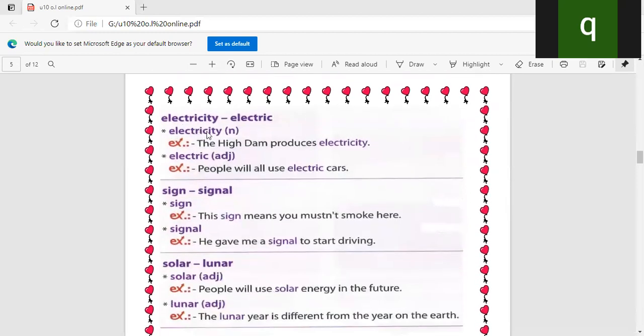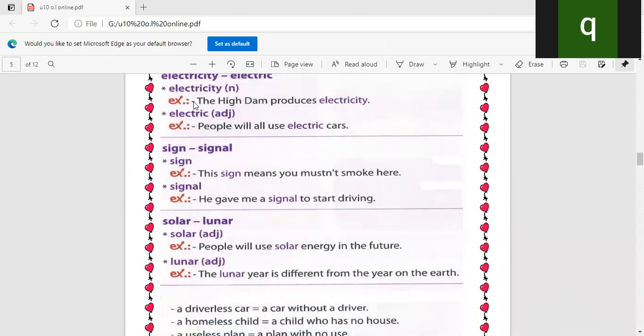What is the difference between electricity and electric? Electricity is a noun. The High Dam produces electricity. We get electricity from solar panels. Electric is an adjective, okay? People will all use electric cars.